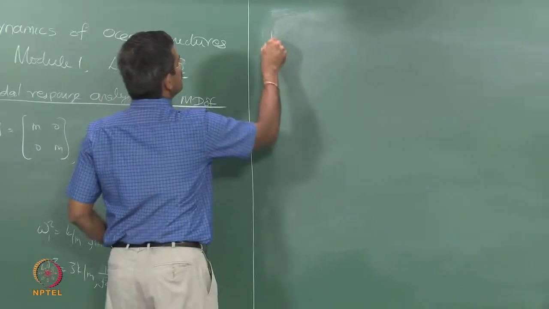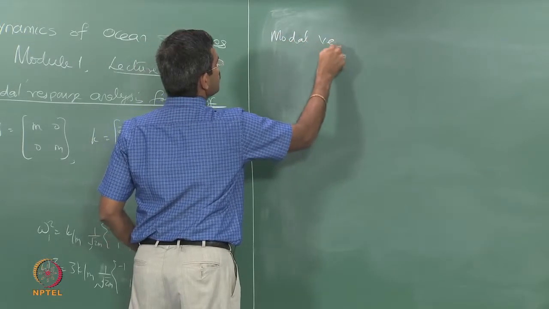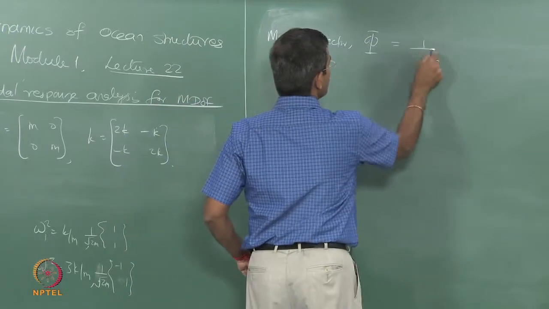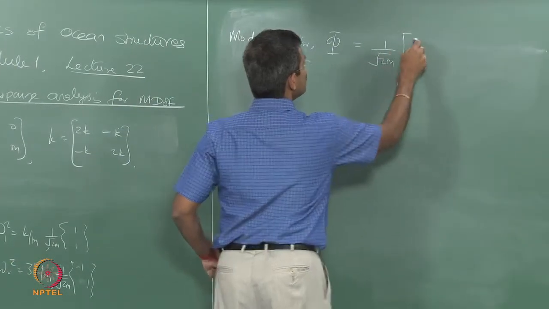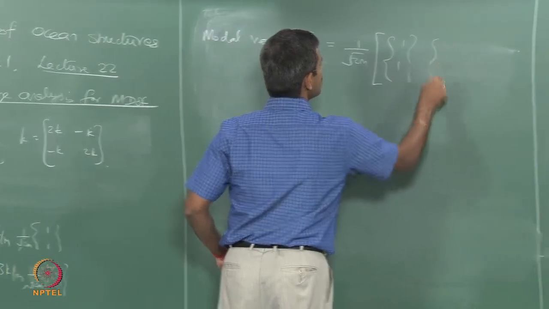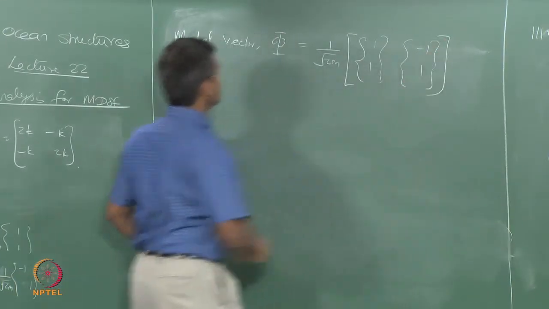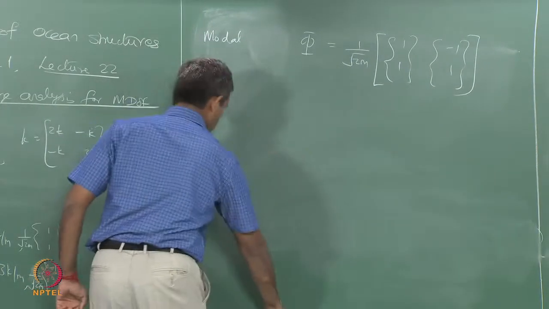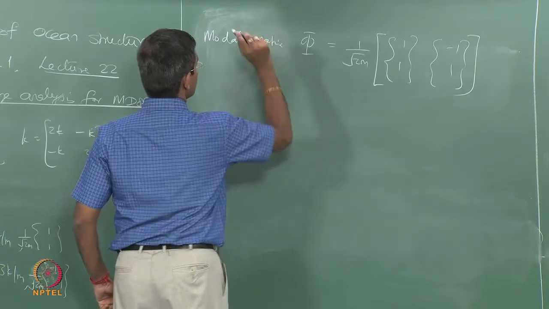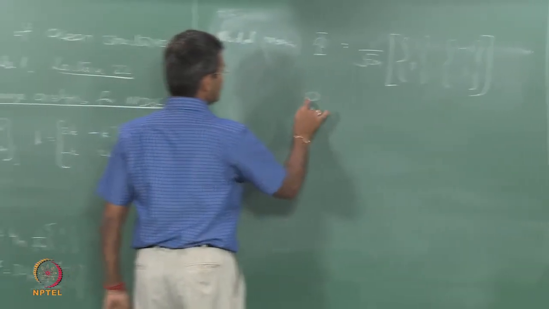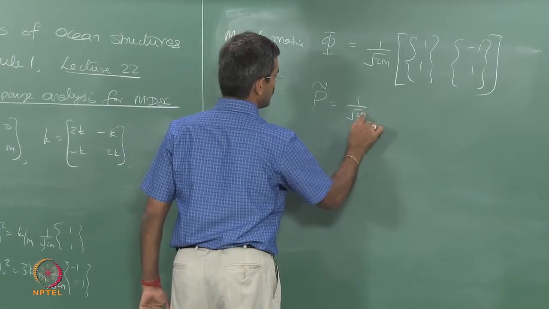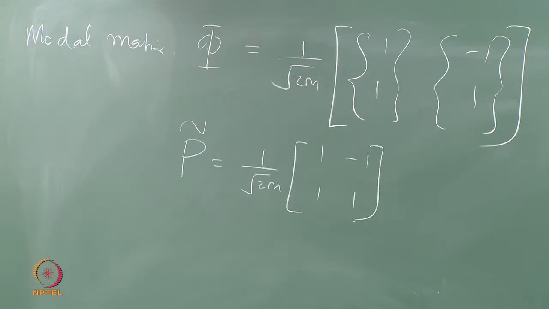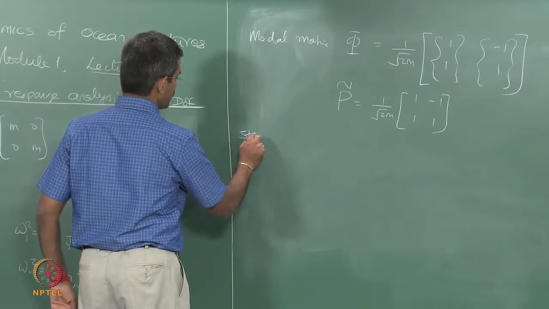Now, I will call a new term, the modal vector, which is called capital phi. Capital phi is nothing but 1 by root 2M of each vector separately. So, I can even call this a modal matrix instead of a vector. Now, I give a new name to this, the P tilde matrix. Now, let us check. This is step number 3.